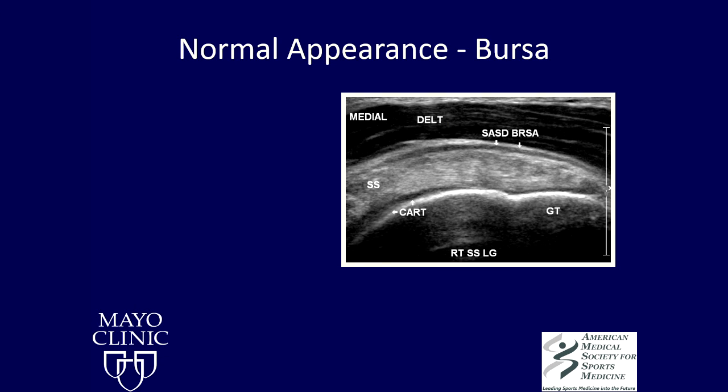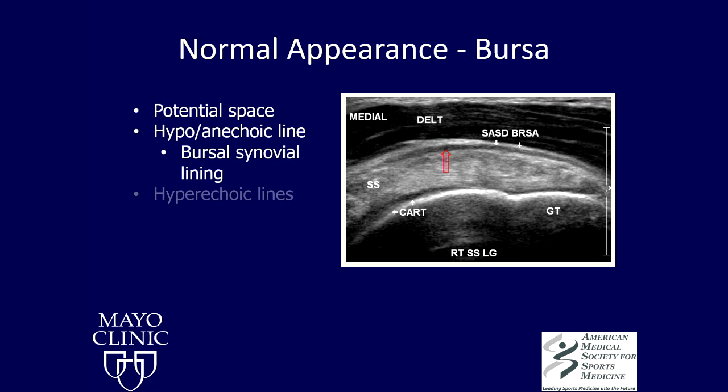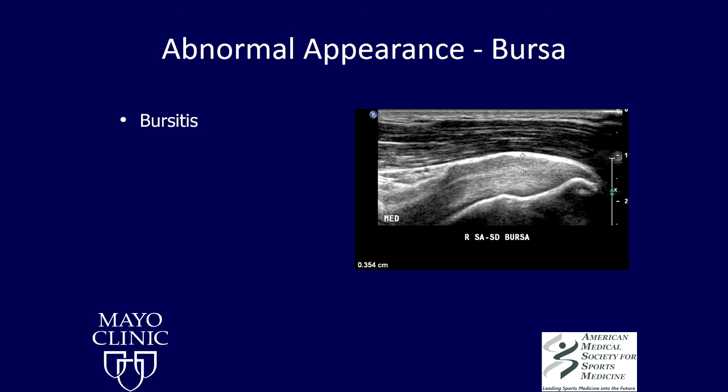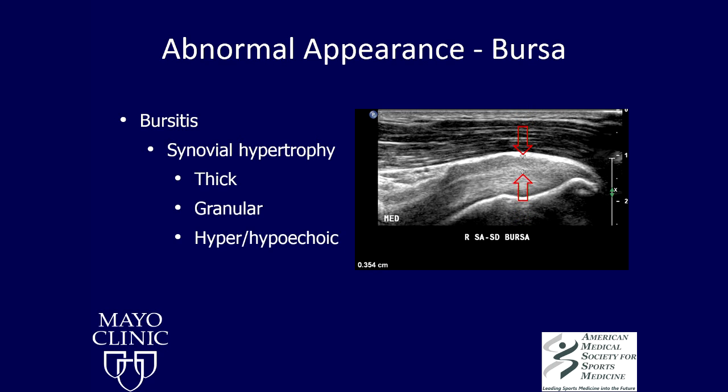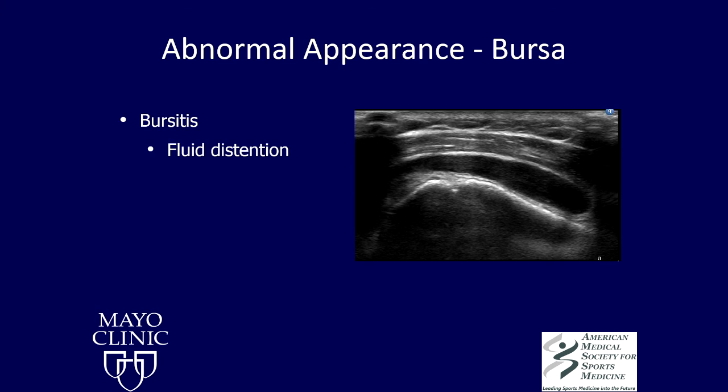The next structure of interest is going to be a bursa, which is a potential space. It typically is a hypoechoic or anechoic line that has a peribursal hyperechoic region, which is the peribursal fat. Abnormal bursas or bursitis can have synovial hypertrophy. So here you can see this granular thickening of the bursa that is typically hyperechoic but can be hypoechoic. Or it can be filled with fluid. And that fluid can be either simple, like in this picture, or it can be complex.